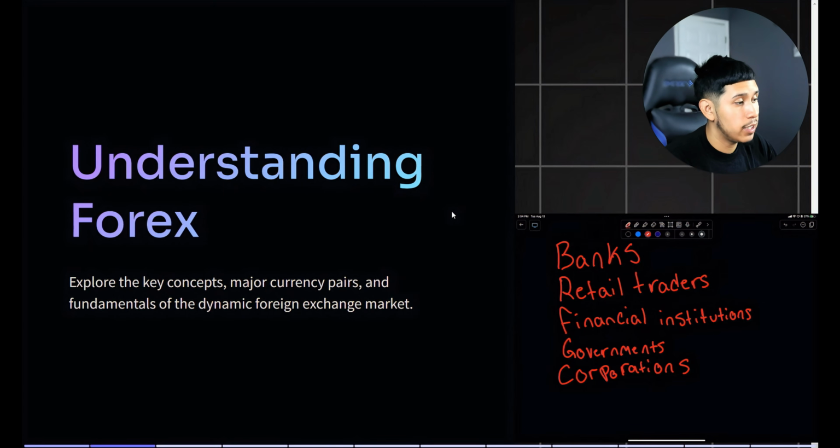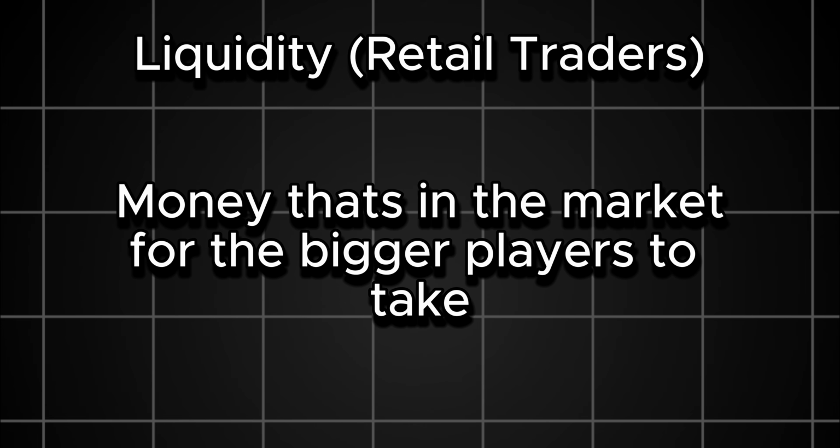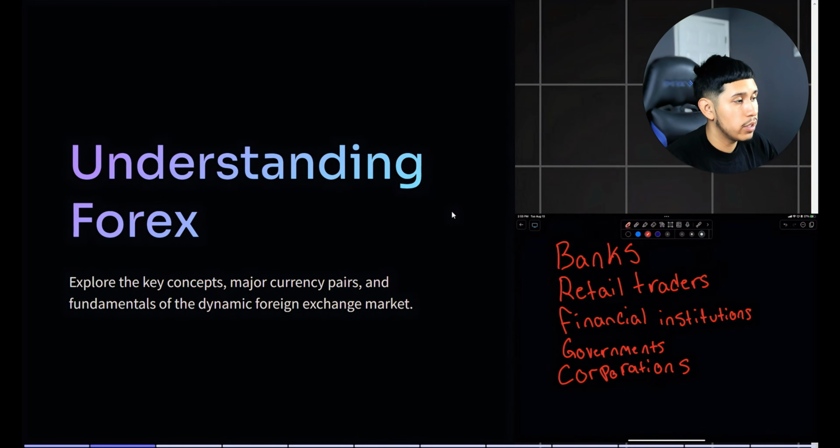Understanding these players, understanding their effects, and really anything they do in the markets is going to affect us as retail traders, but whatever we do won't really affect the financial institutions. Now you might say, Gio, there's a lot of traders that are considered to be retail traders. Don't we make up some kind of volume? And yes, we do. Retail traders essentially represent what's called liquidity, being money that's in the market for the bigger guys to take. So to these bigger institutions, us retail traders, we are basically free money for them, food for them.